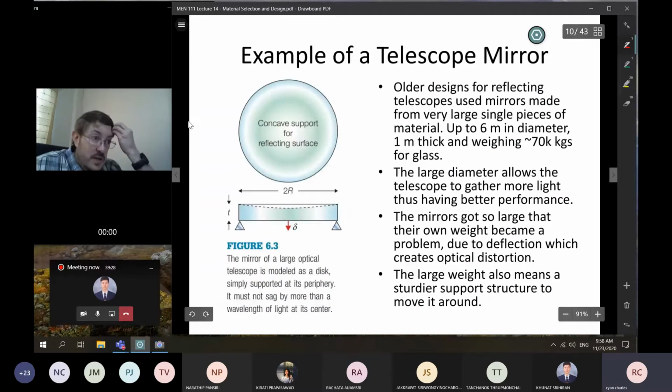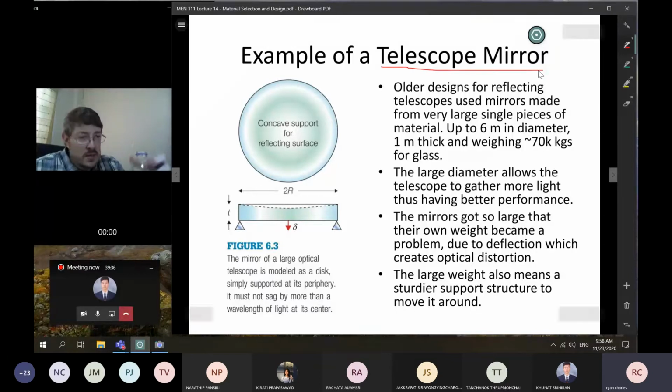So here's another example. A telescope mirror. Obviously, telescopes in Bangkok are not terribly useful, but if you get outside where it's dark, maybe you want one.